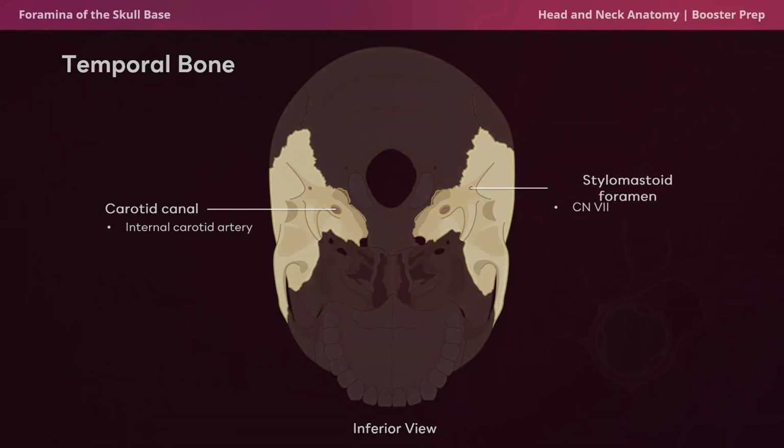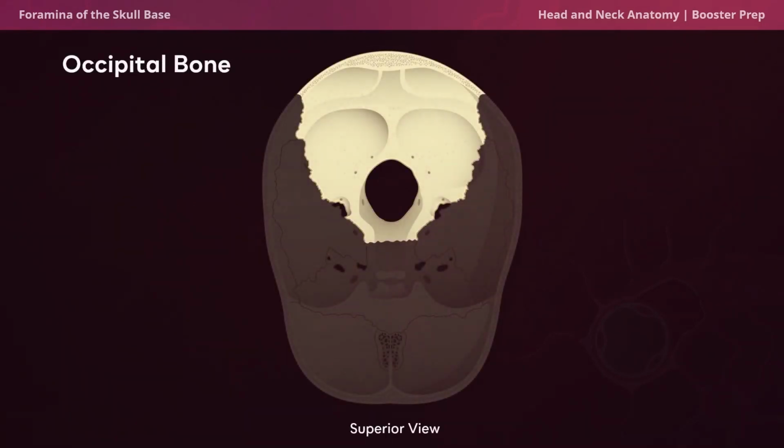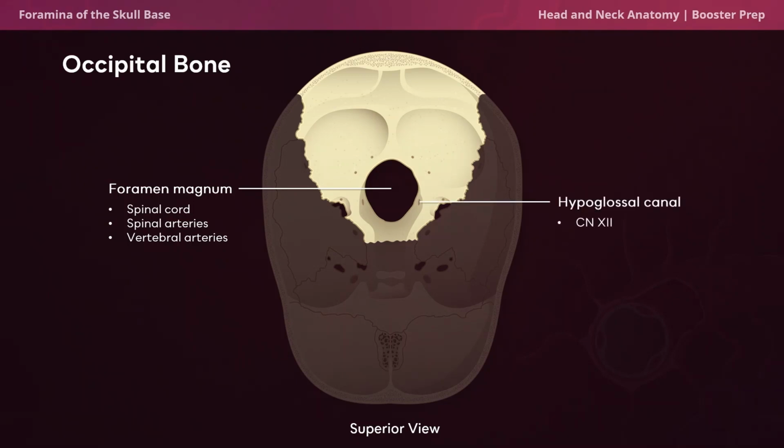And lastly, we have the occipital bone, which lies posteriorly at the base of the skull. The foramen magnum communicates with the vertebral column and therefore contains the spinal cord and the spinal and vertebral arteries. A fun fact is that foramen magnum literally translates to big hole in Latin, which reflects its appearance. And the hypoglossal canal contains cranial nerve 12, which is the hypoglossal nerve.